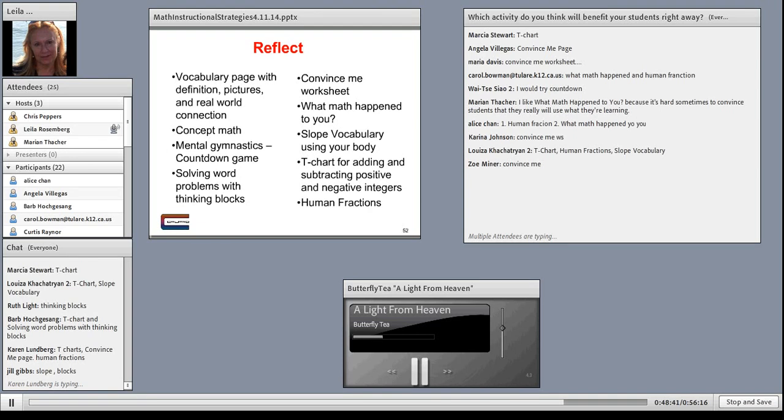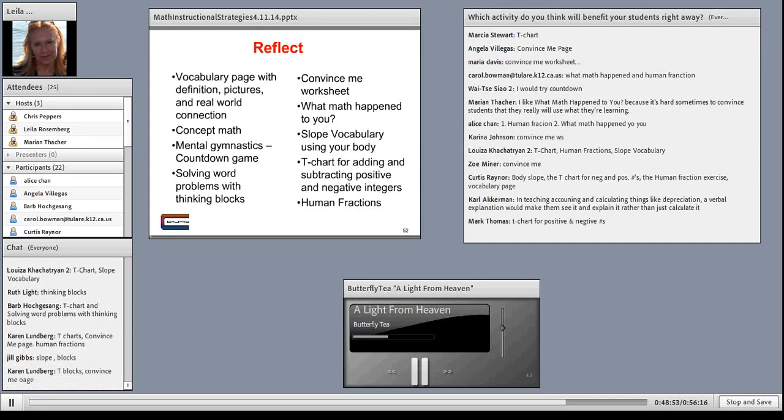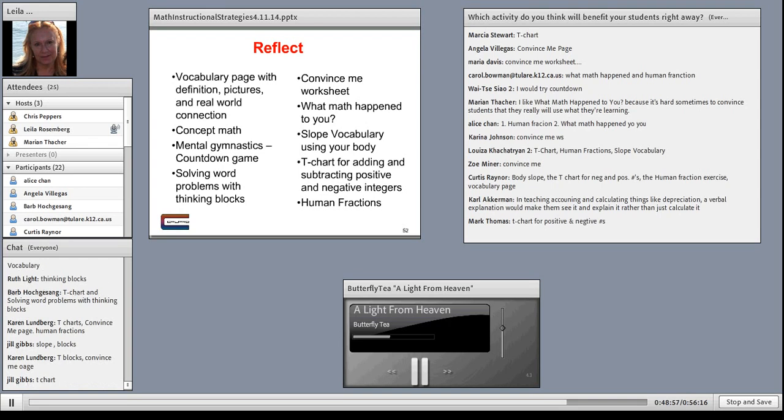Wow, thank you. I see lots of stuff that you could use. I can see a lot you would use with your students. Convince me, the T-chart, the human fractions. I don't see one that hasn't been chosen from all the choices in both chat boxes here. The thinking blocks. It is really amazing. There are lots of ways that we can help our students.